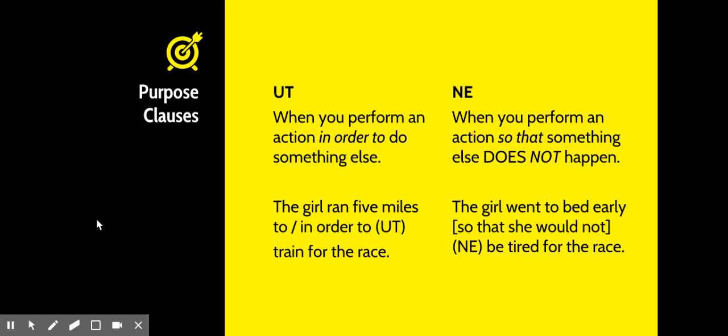The opposite of ut is ne, as you know from your indirect command experience. In a purpose clause, that's used when you perform an action so that something else does not happen. The girl went to bed early so that she would not be tired for the race. And in that sense, you would use ne to have this idea of a negative outcome.